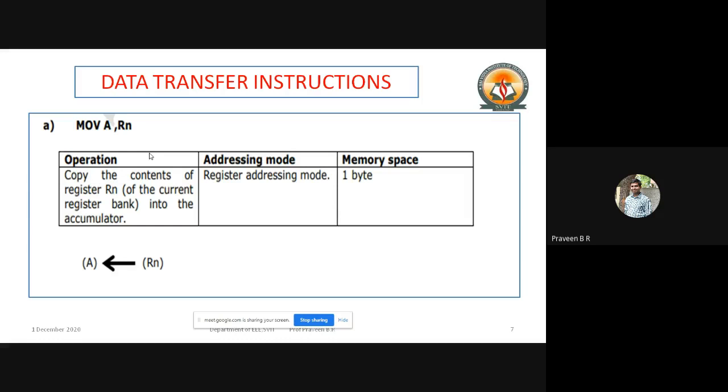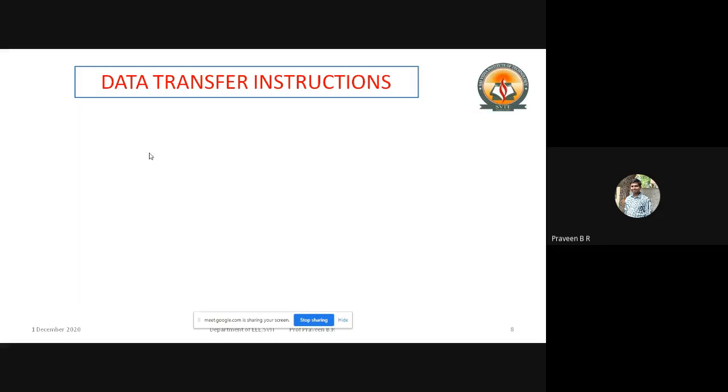So what does this instruction perform? This instruction is going to copy the content of the data that is present in the register to the accumulator. Since registers are used for this purpose, the addressing mode is register addressing mode. With the help of the registers, you are copying the data from the source register to the destination register. Hence, we call it the register addressing mode.